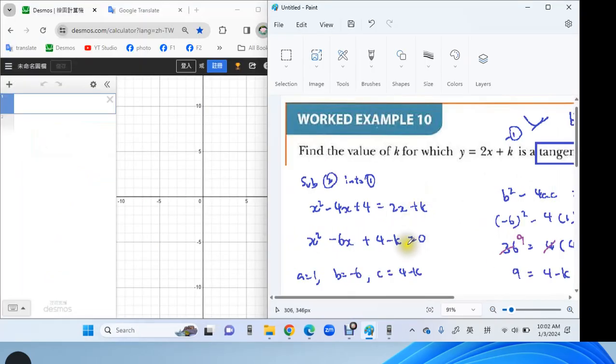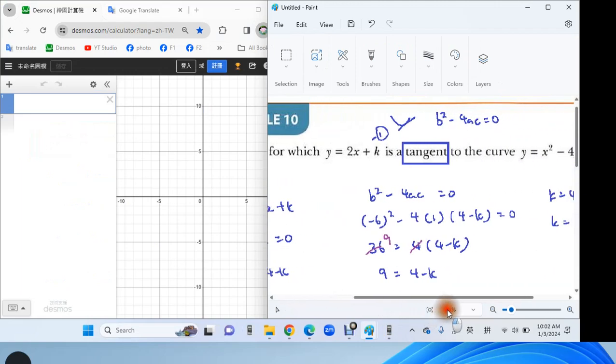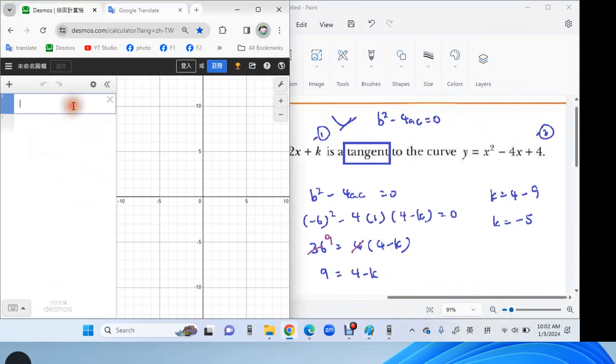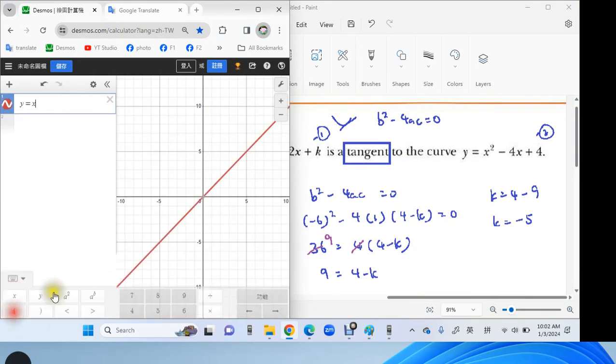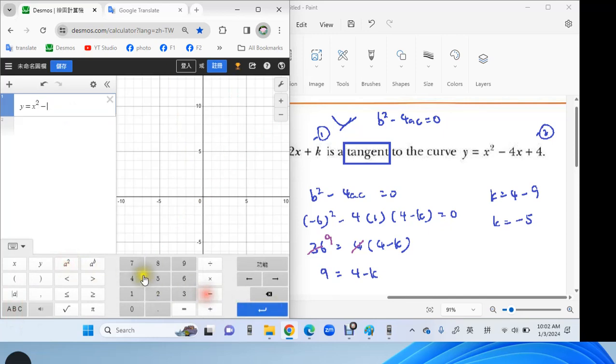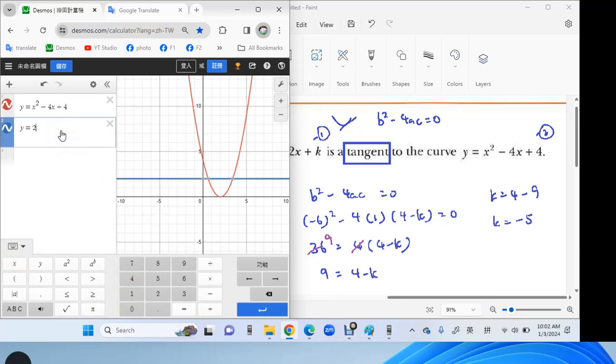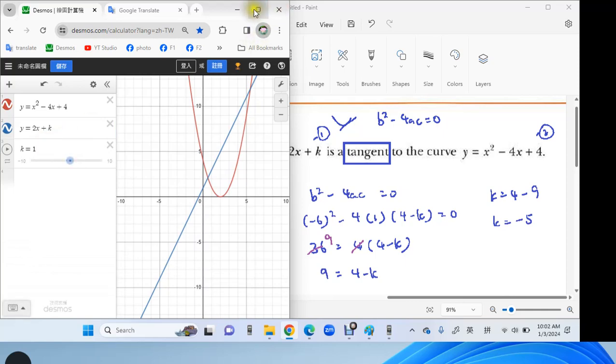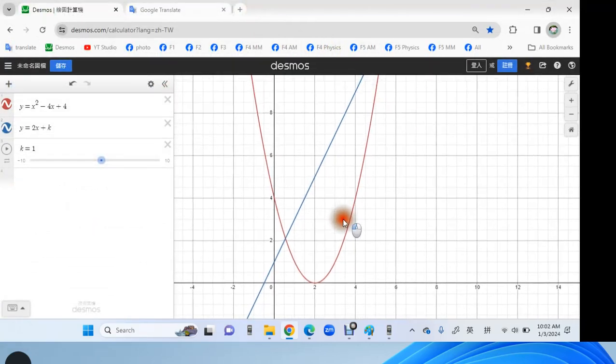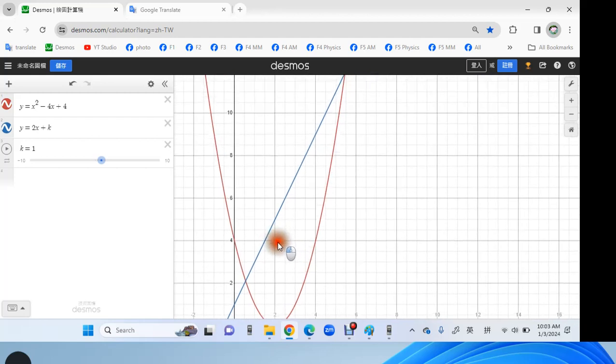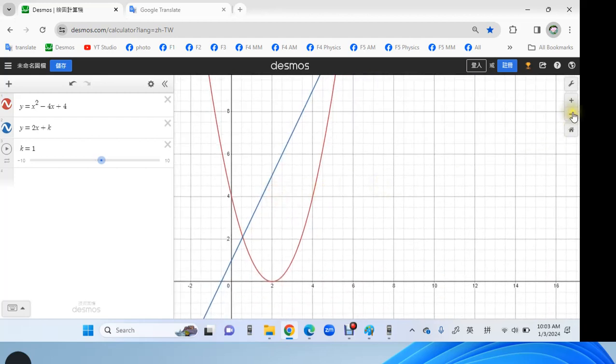If we want to check the answer for the value of k that we find, first we have y equal to x squared minus 4x plus 4, and we have y equal to 2x plus k. So let's say I have the plus k here, so I have a constant here. Then you can observe that when k is 1, they intersect at 2 points.